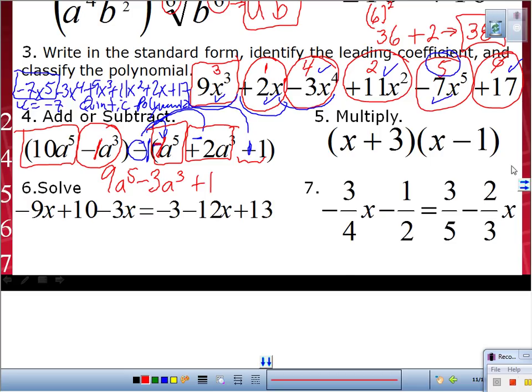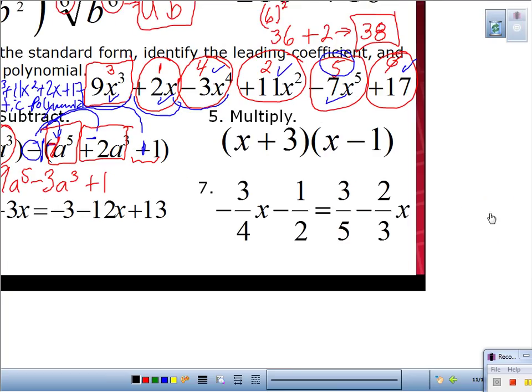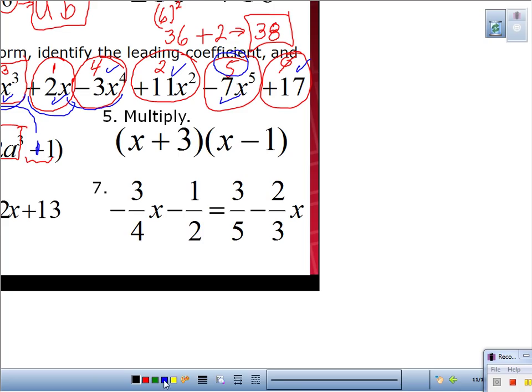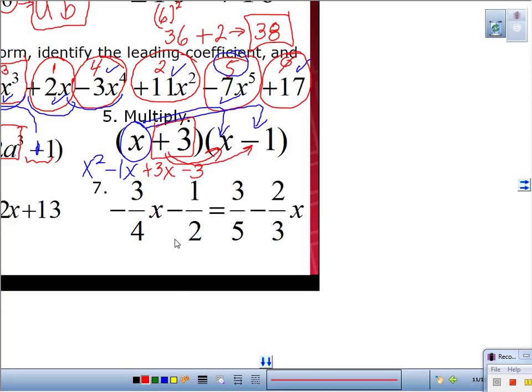Number 5. I'm going to use distributive property for this one, but in part two of the study guide, they're going to ask you to do it both ways, using distributive property and area model. So let me first use distributive property. I'm going to start with x. What is x times x? x squared. What is x times negative 1? Negative 1x. From there, I go to the second term. What is 3 times x? Positive 3x. What is 3 times negative 1? Negative 3.